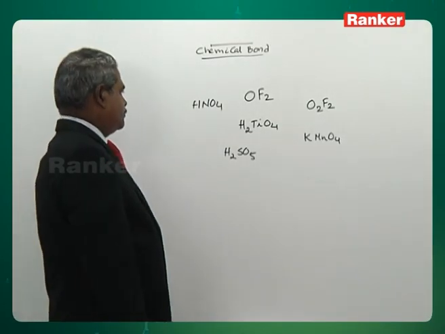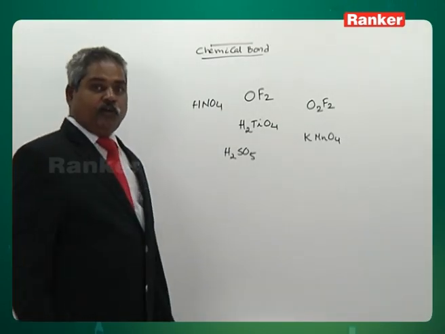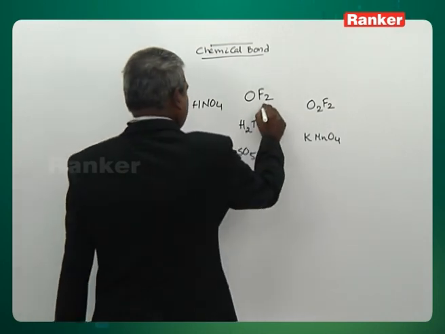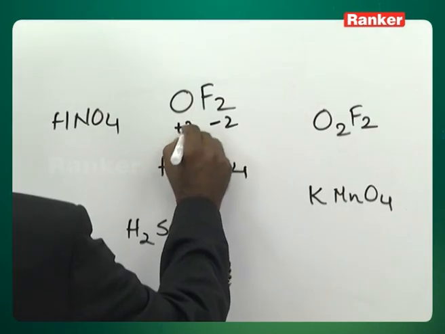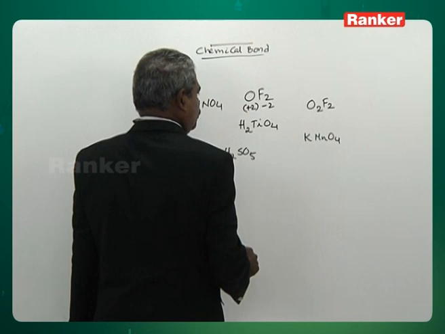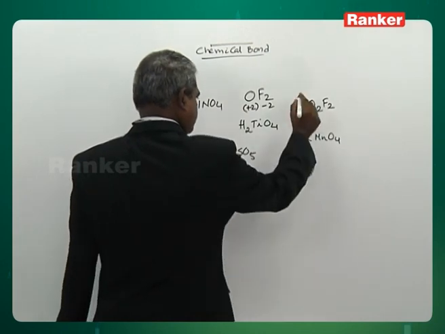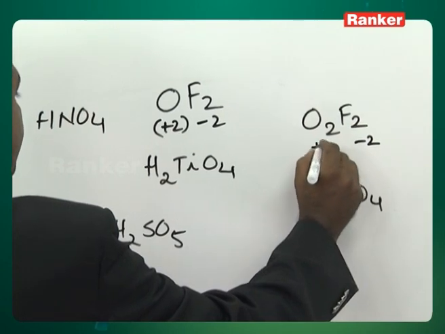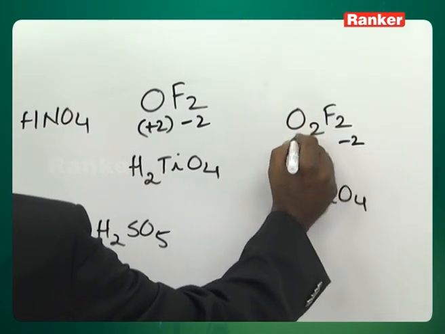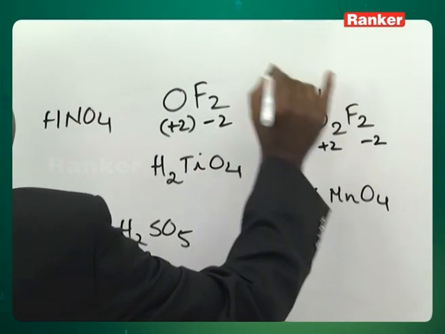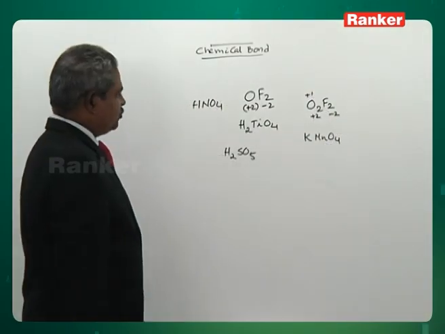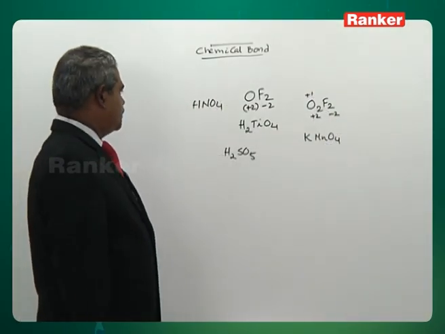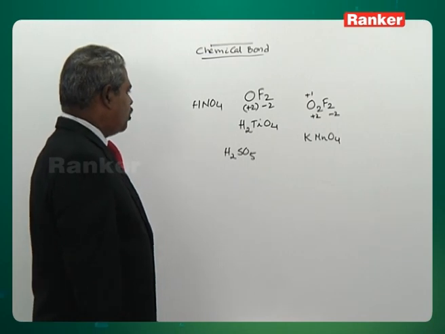OF2. Who will decide? Fluorine will decide. 2 fluorines minus 2. Oxygen is made to be plus 2. O2F2. 2 fluorines minus 2. 2 oxygens plus 2. Each oxygen plus 1.